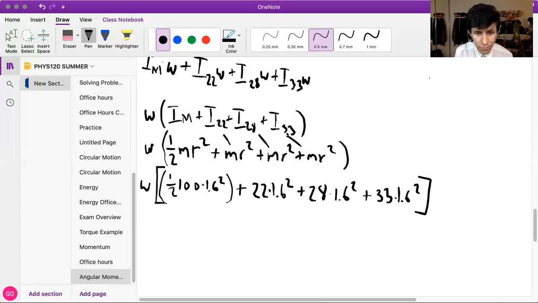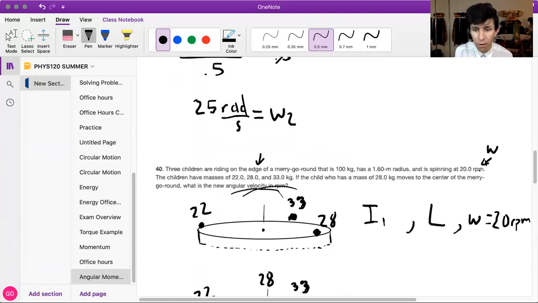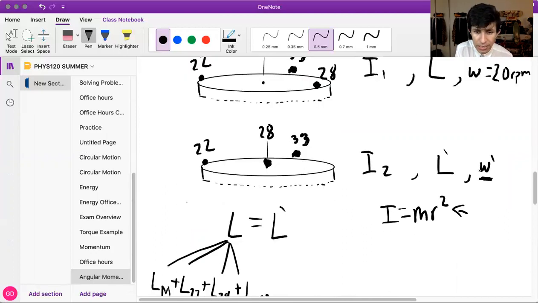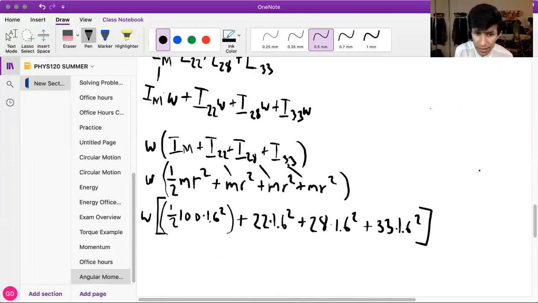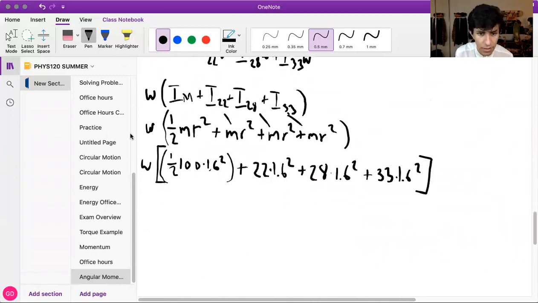But 1, 2, 3, 4. We have the four terms, so we're ready. We know what the angular velocity is. It's 20 RPM. We're not going to change it to rad per second because our answer needs to be in RPM, so it wouldn't make sense to convert and then convert back. So 20 RPM.